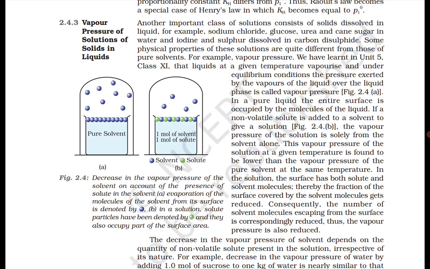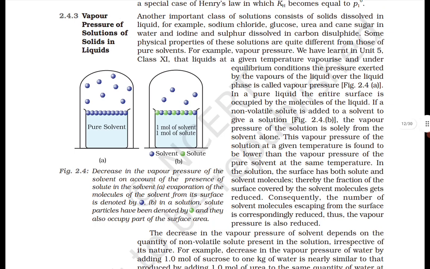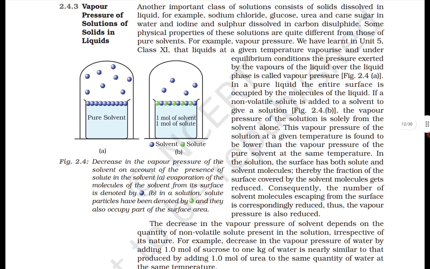Then 2.4.3 Vapor pressure of solutions of solids in liquids. Another important class of solution consists of a solid dissolved in a liquid. For example, sodium chloride, glucose, urea and cane sugar in water, and iodine and sulfur dissolved in carbon disulfide. Some physical properties of these solutions are quite different from those of the pure solvents.